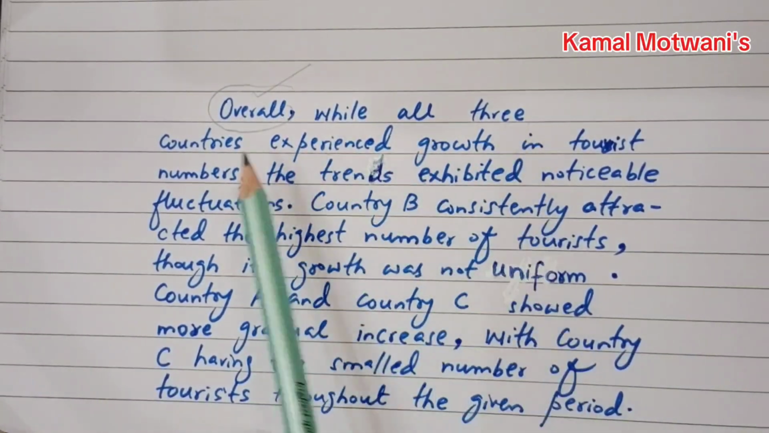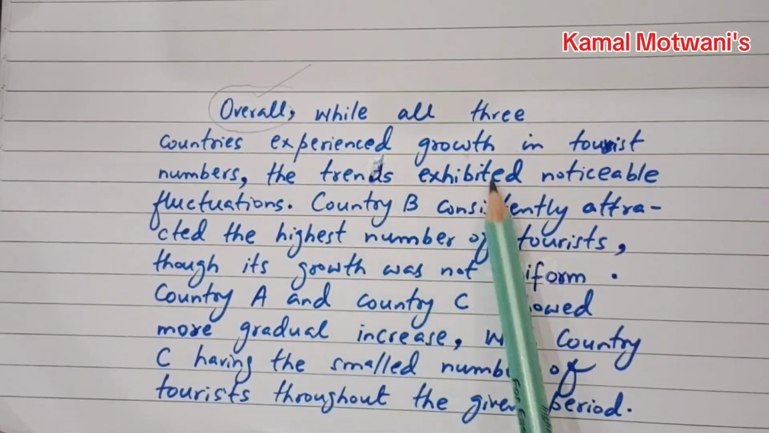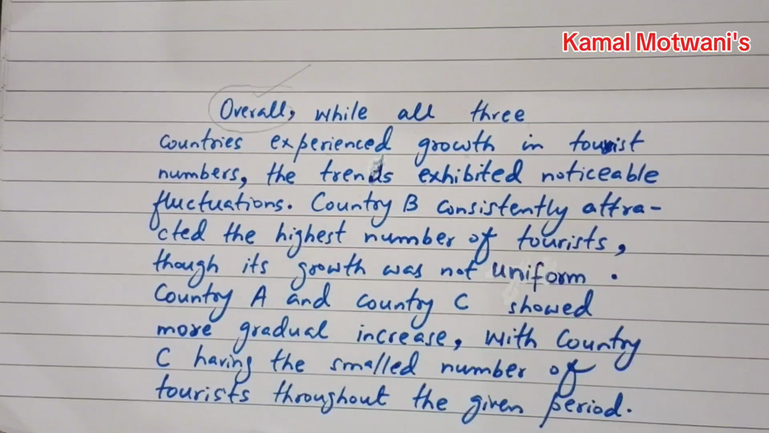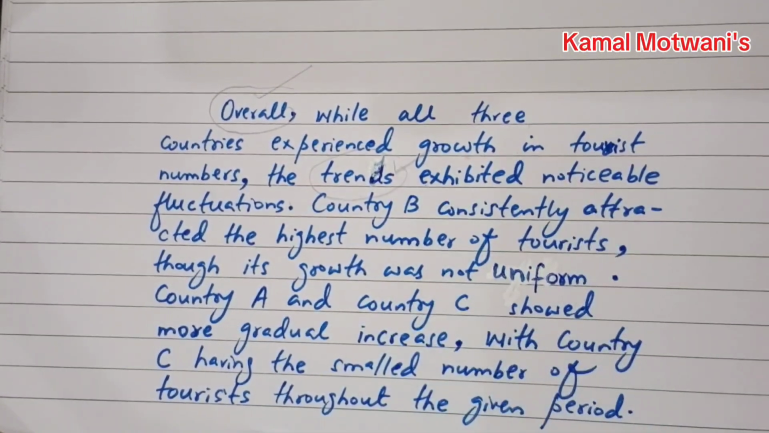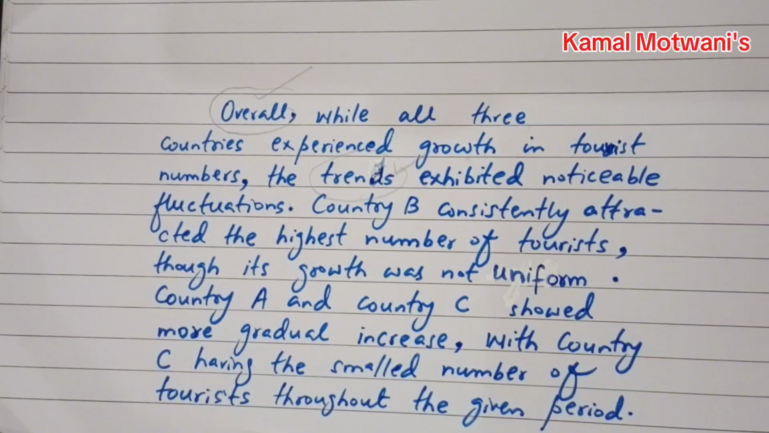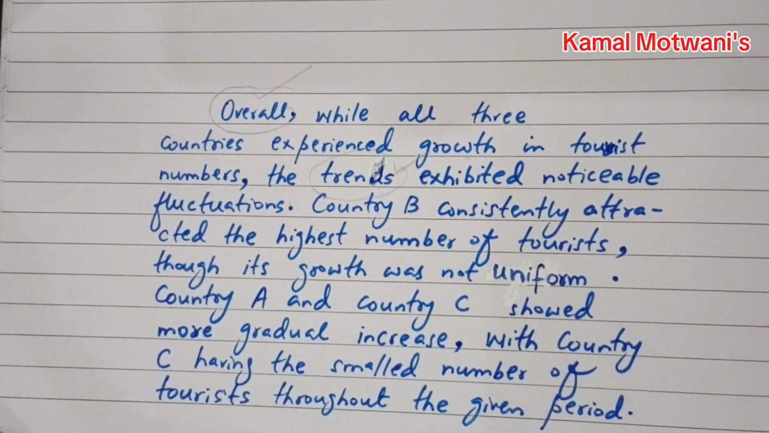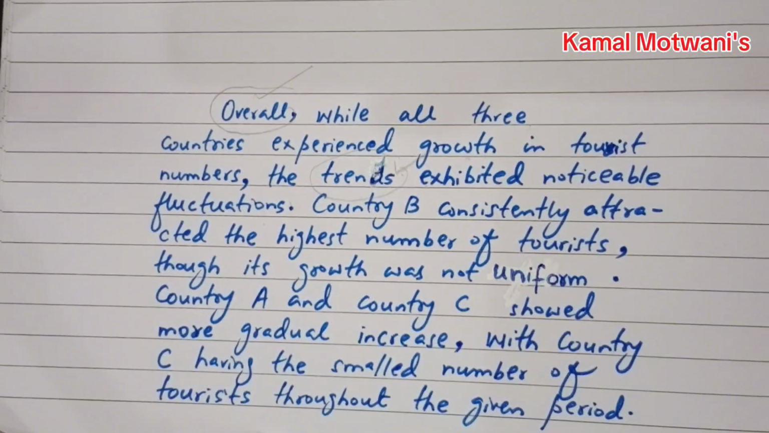Overall, while all three countries experienced growth in tourist numbers, the trends exhibited noticeable fluctuations. Now, this word trends is very much necessary to use in the line graph. It hints the examiner that the candidate is well versed with the vocabulary, or the jargon, to be used in certain types of tasks. So notice how I have used terms like trends and fluctuations. These compel the examiners to give you 8 plus bands.